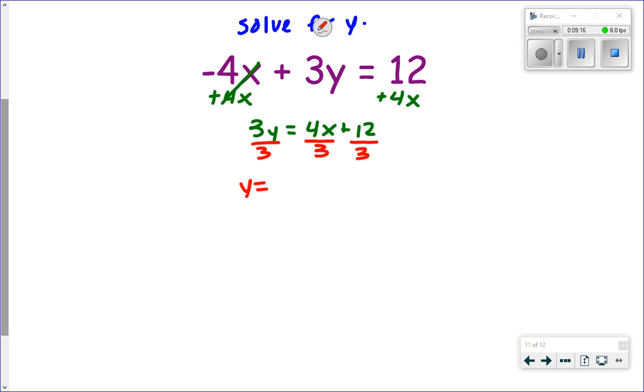So y equals, that does not reduce, 4 over 3, so I'm just going to leave it. And 12 over 3 reduces to 4. And then you need to make sure you label your m. Your slope is 4/3.